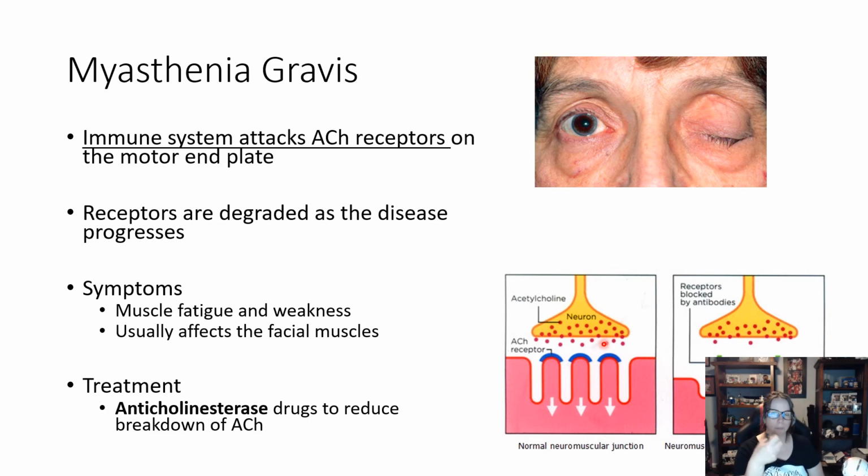Now, if I don't have enough receptors, I want to try to keep the acetylcholine in that synaptic cleft as long as I can, because the more acetylcholine I have, the likelihood that I'll actually get a strong enough contraction will increase. So when you take these anticholinesterase drugs, it reduces that enzyme and promotes the longevity of the acetylcholine. So that's kind of how we treat it. There's currently no cure, but that's sort of the treatment that we have right now for myasthenia gravis. So once again, the immune system is attacking the receptors on the muscle itself.